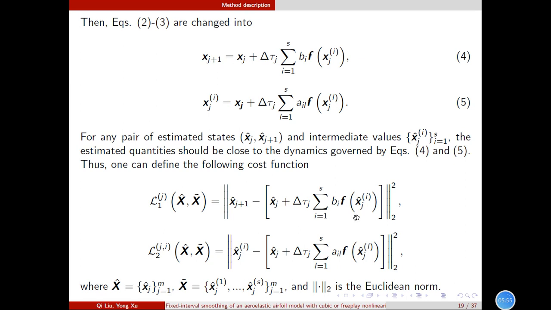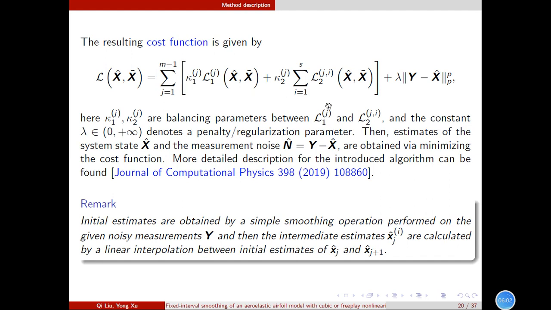So, according to these relations, we can construct the following cost function, like this, in which the constant lambda denotes the regularization parameter. And then we can get the estimates of the system state and the measurement noise by minimizing the cost function. A more detailed description of the introduced algorithm can be found in this paper.